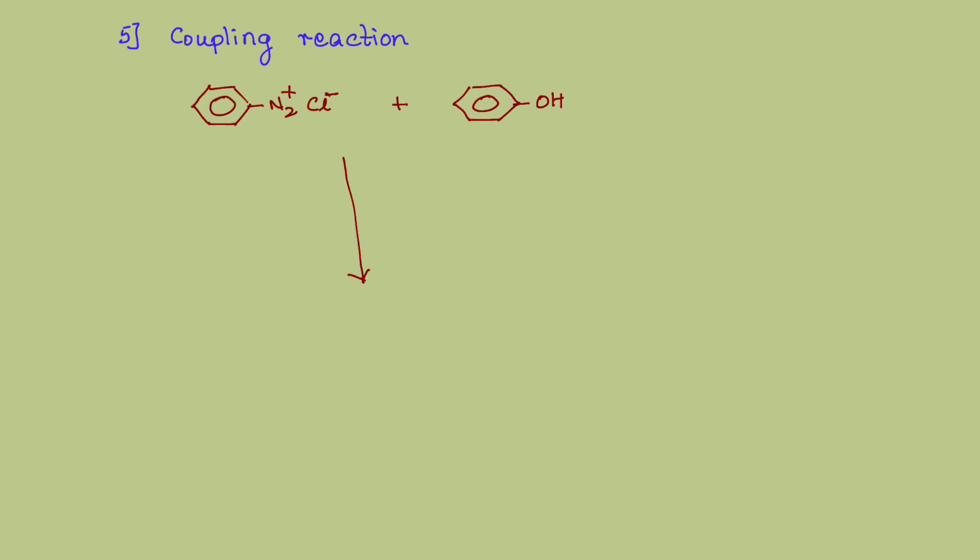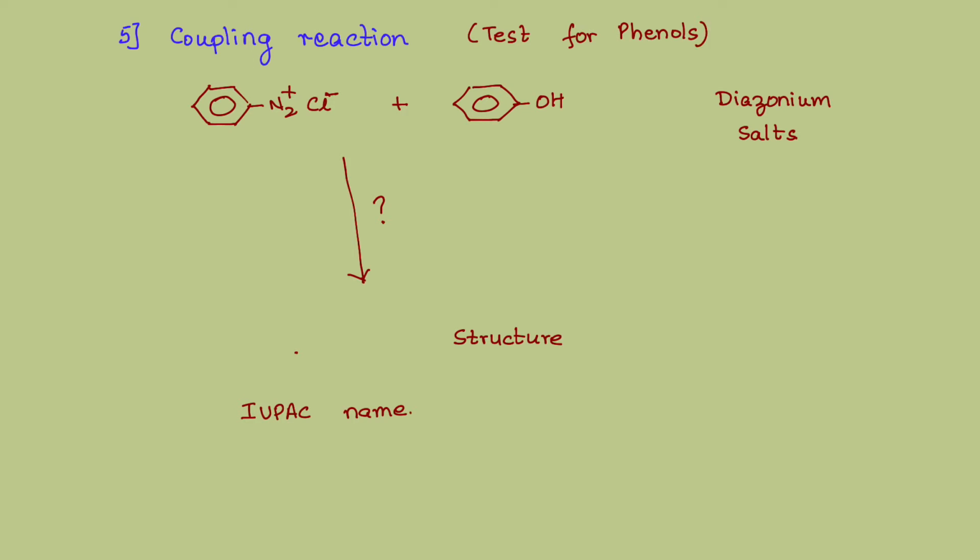What are the products of this reaction? What is the condition of this reaction? What is the IUPAC name of the product formed? We've done all of this under diazonium salts, and I can see that many of you have taken advantage of the video on diazonium salts. So please write the product, write the structure, the name, the condition of this reaction. And don't forget that this reaction is a very important test to identify phenols in the laboratory.